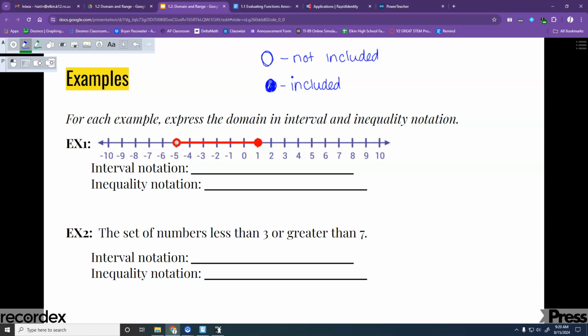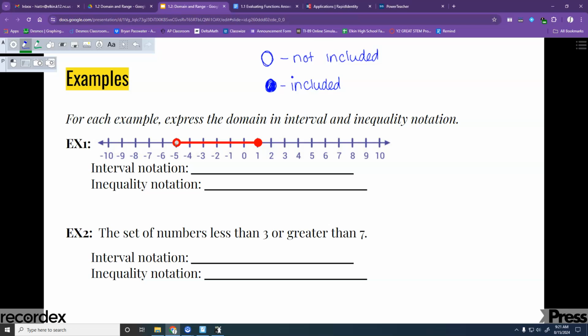Okay. So in interval notation, we want to start on the left-hand side with the lowest number that is included in our answer set, and go up to whatever the highest number is. I like interval notation a lot better than inequality notation. I think it's a little bit easier. We do have to know both because on our exam they may put either one. You'll see some of both on the exam, but I like interval notation the best.